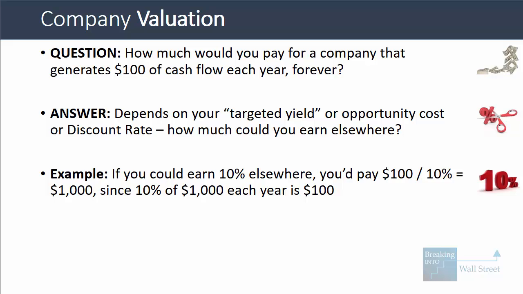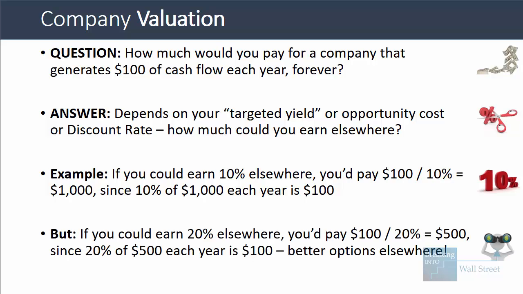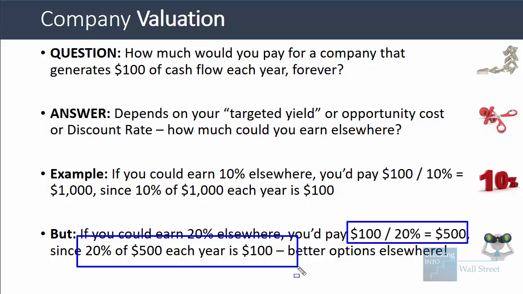For example, if you could earn 10% elsewhere with assets that have similar risk profiles, then you would be willing to pay $100 divided by 10% or $1,000, because 10% of $1,000 upfront each year is $100. On the other hand, if you could earn 20% elsewhere, then this $100 each year is less attractive to you because you have so many good options elsewhere. You'd be willing to pay $100 divided by 20% or $500 for this. 20% of $500 each year is $100.